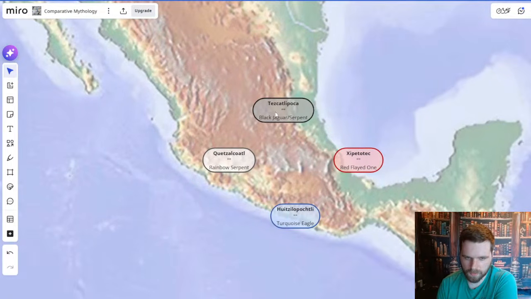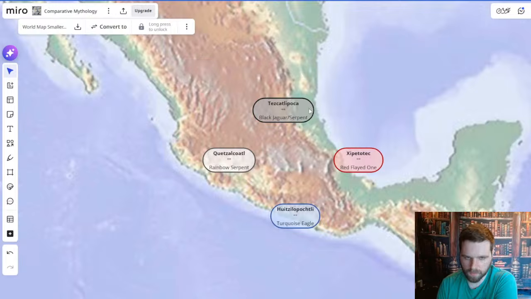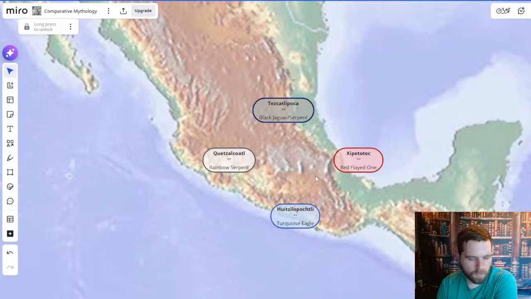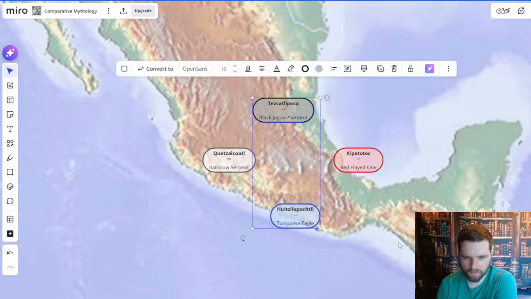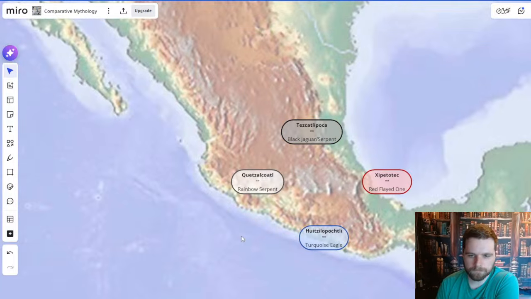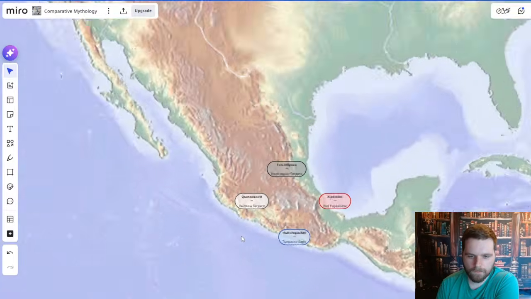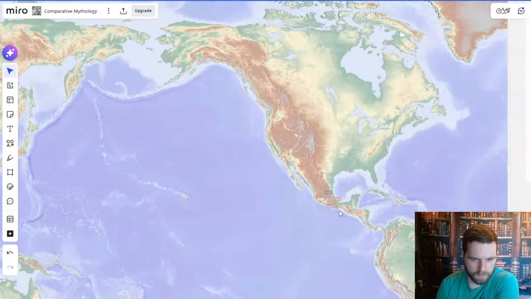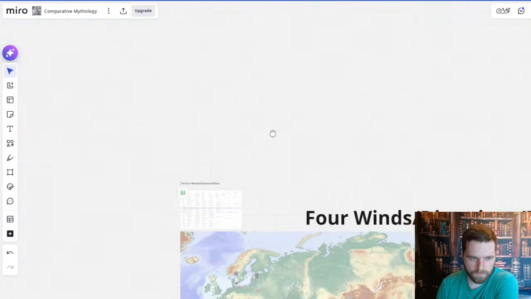And it's also curious that jaguar, serpent, black would be in the north rather than the south. It almost seems like they're opposite. It's interesting. So yeah, there's one system. Let's look at the Mayan and see how it compares.